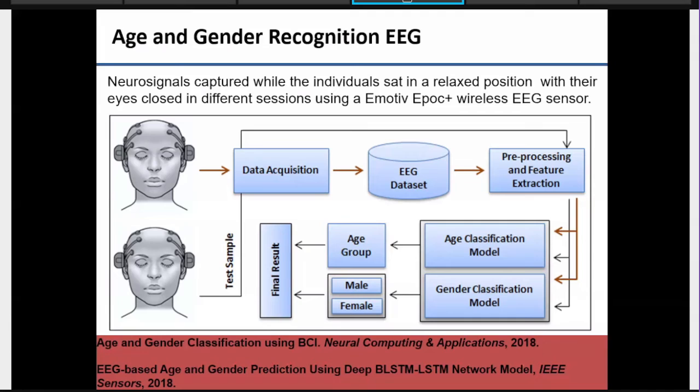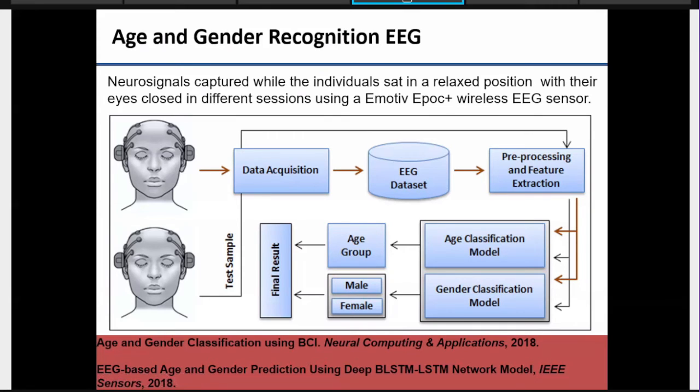So how will we do it? In the machine learning paradigm, we have to collect the EEG data first. We collected the data using the Emotiv EPOC+ dataset, sorry, this wireless EEG sensor that comes with 14 electrodes.